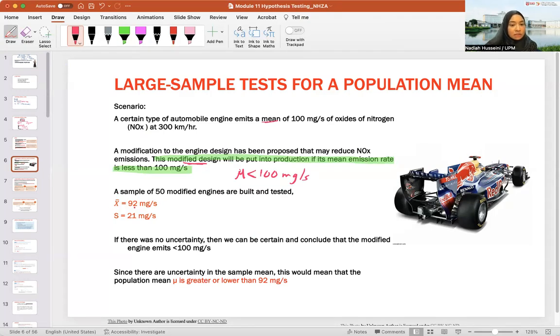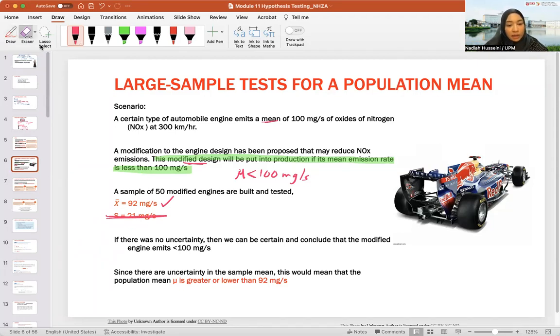A sample of 50 modified engines are built and tested to find out whether this is true or not. The sample mean is 92, and we have a sample standard deviation of 21. Now, if I did not have any standard deviation, for example, if the standard deviation was 0, I can certainly say that the population mean is for sure less than 100 milligram based on this sample, because there's no standard deviation. My data is not going to be spread out. My data is confined to one point. But that's not always the case.